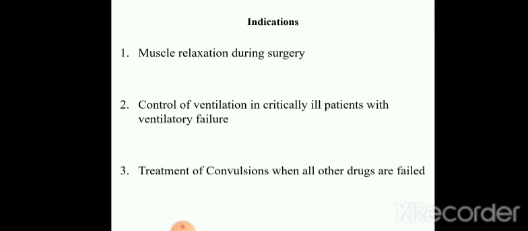It paralyzes the respiratory muscles so that we can put up a good ventilator setup. It reduces the patient effort so that we can correctly set up the ventilator for that purpose. So it can be used in critically ill patients with ventilatory failure. Rarely in convulsions, when all the drugs have failed and the patient keeps on convulsing, we have no other options, we can use skeletal muscle relaxants under controlled conditions.